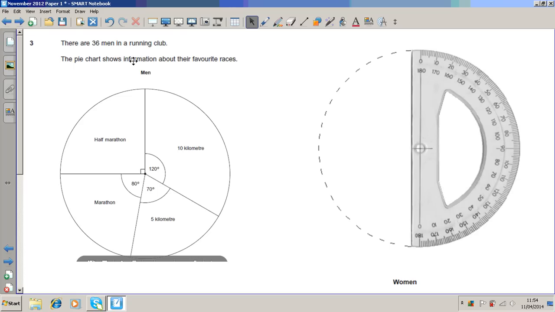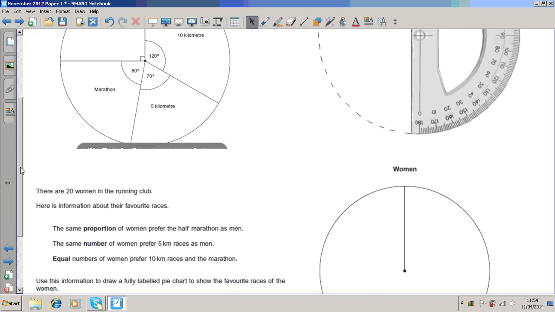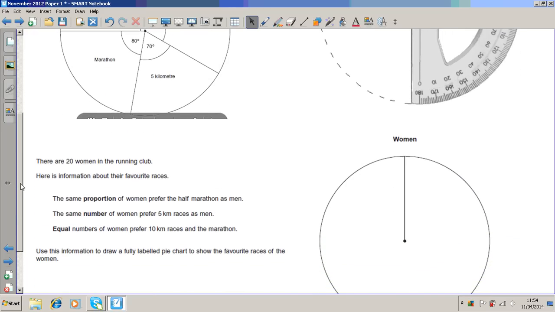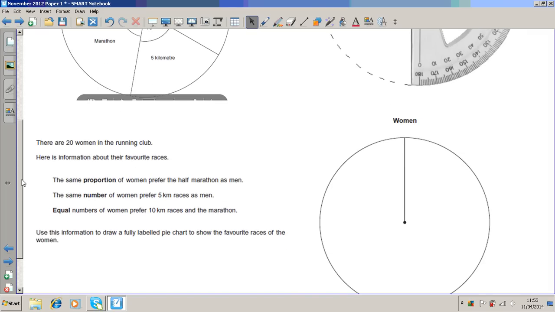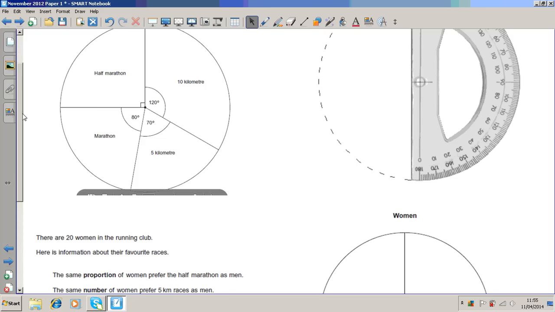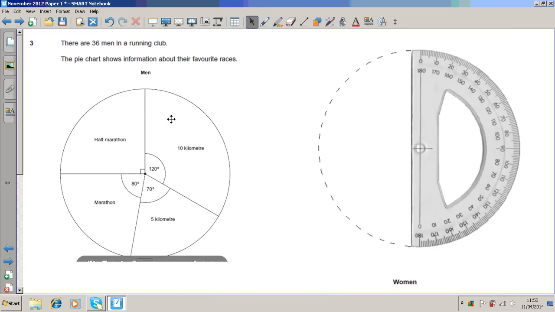Number 3. Good old pie charts. There are 36 men in a running club. The pie chart shows information about their favourite races. There are 20 women in the club. Here is some information about their favourite races. Use that information, the same proportion. Okay, so what we need to do first is work out what each of these sections represents, how many people each represents.